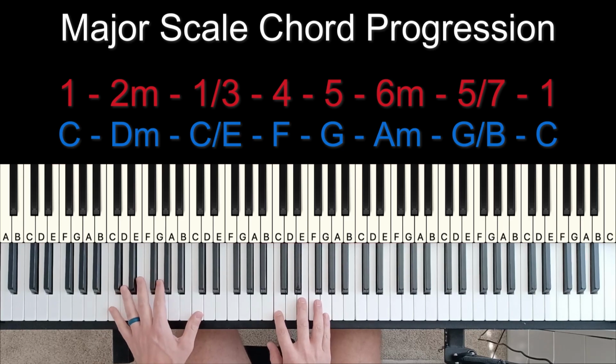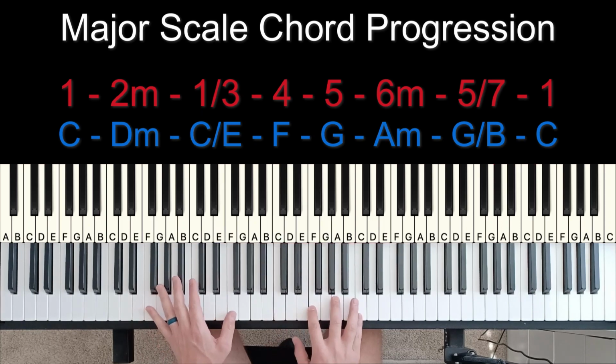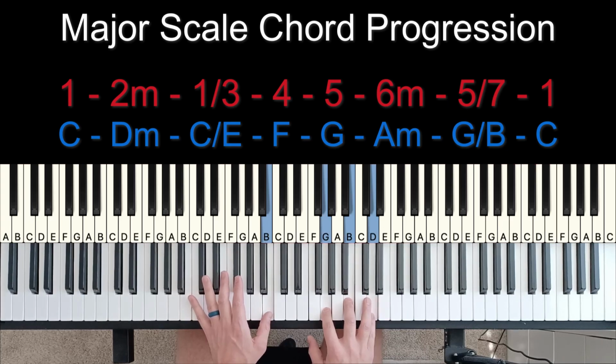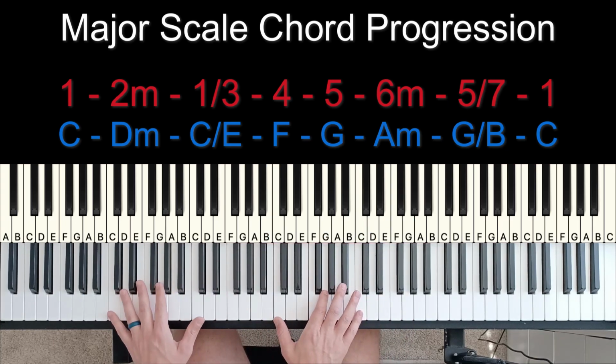So the major scale chord progression, it's a 1, 2 minor, 1 over 3, a 4, a 5, 6 minor, 5 over 7, and a 1. So that's the progression that we're going to be using.